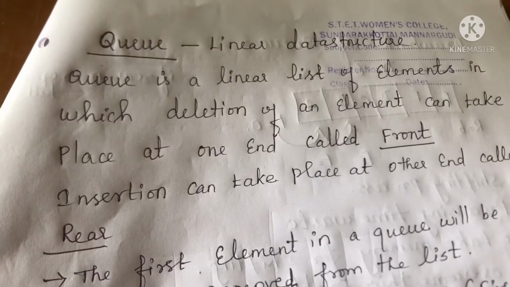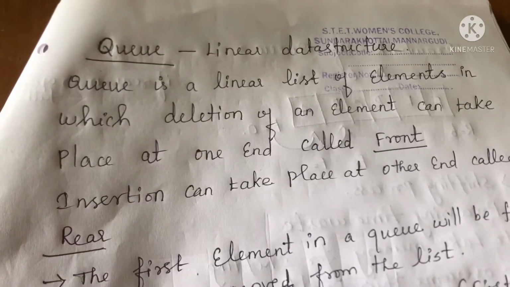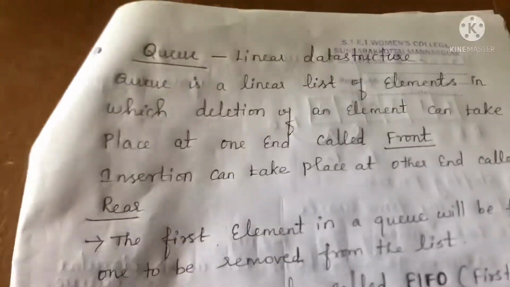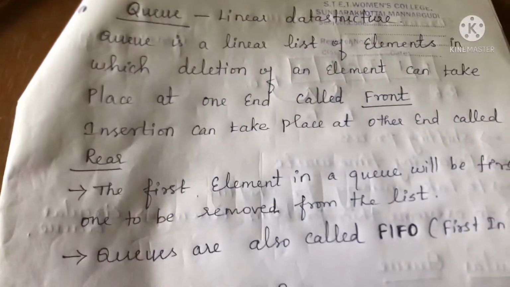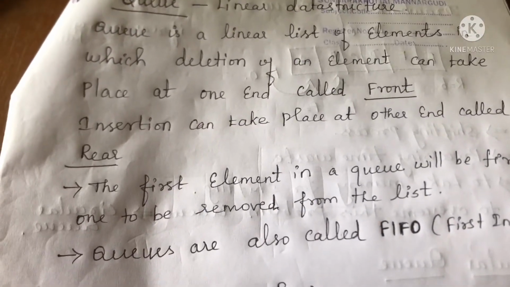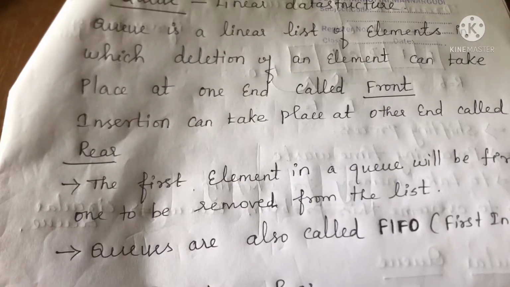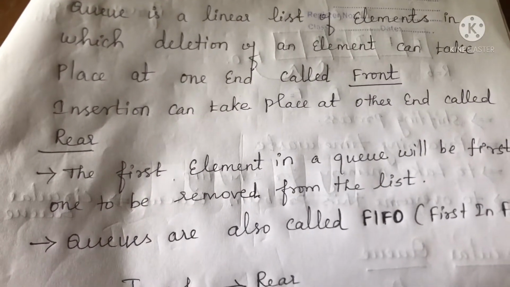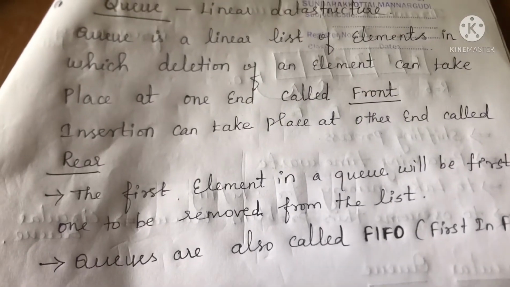Now I'm going to discuss the topic: queue. A queue is a linear data structure. It is also a linear list of elements in which deletion of an element can take place at one end, called front, and insertion can take place at the other end, called rear.